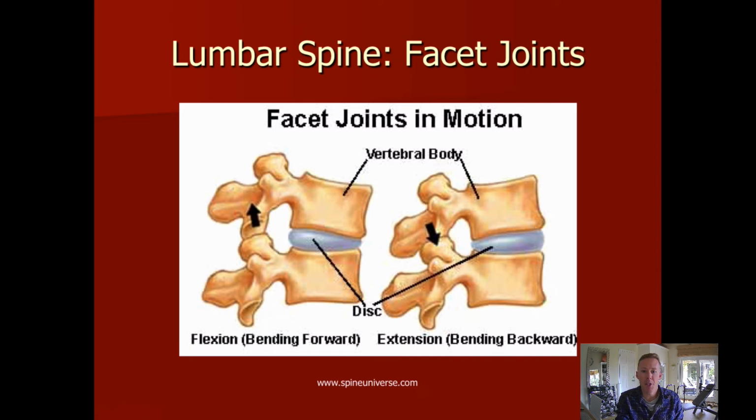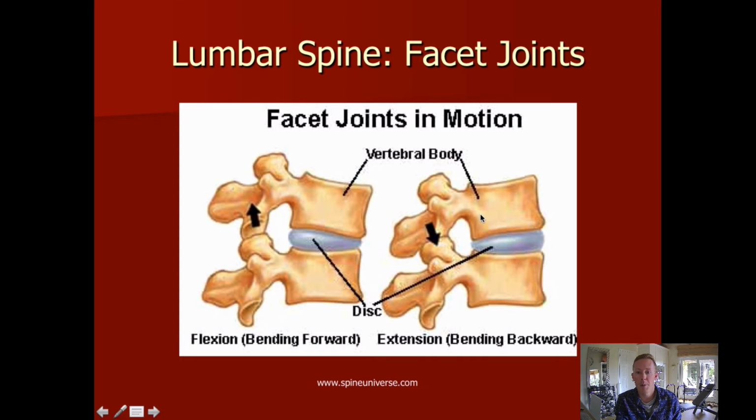Here's an image again of that facet joint motion. So here is flexion, bending forward, on the left. If I bend forward, this superior vertebra is going to tip forward, and that means that facet goes up. So these two come apart from each other, and this hole gets bigger. The nerve roots are coming off that hole, so now there's more room for the nerve roots.